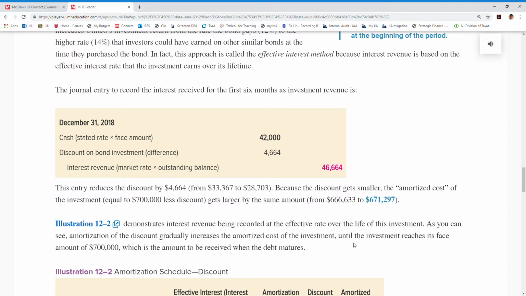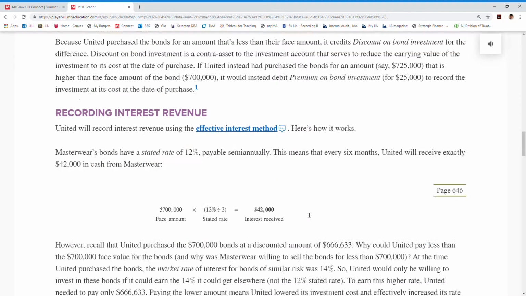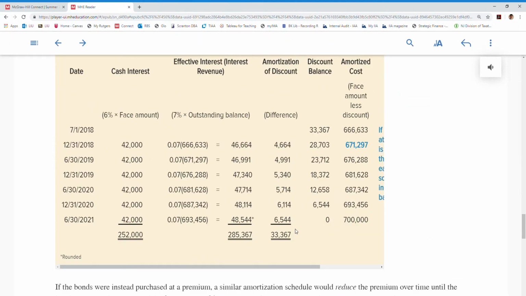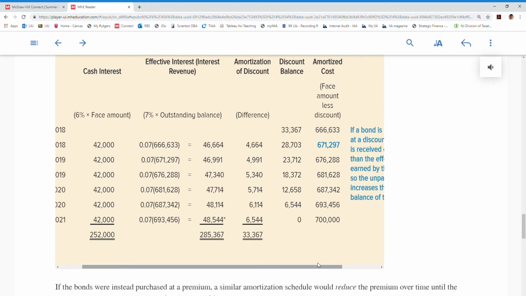Let's see if this is correct. When we go back to this, 47,714, 48,114, 48,555, and 48,544 is the last one, I believe. This one is off because it's rounded. Then the discount amortizes to 0, and this is where it ends.